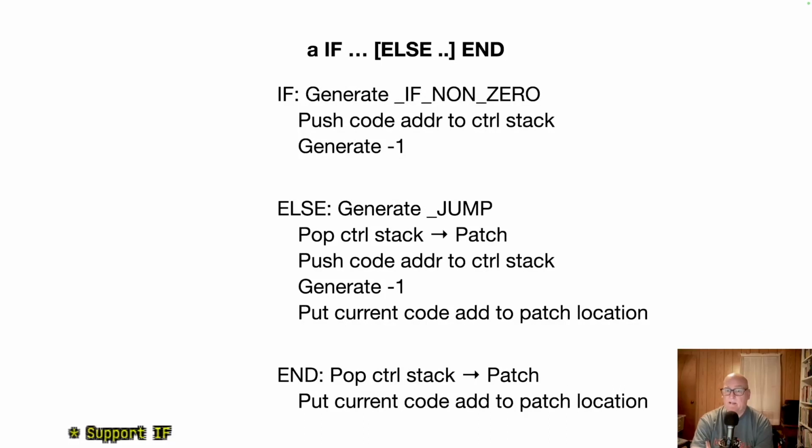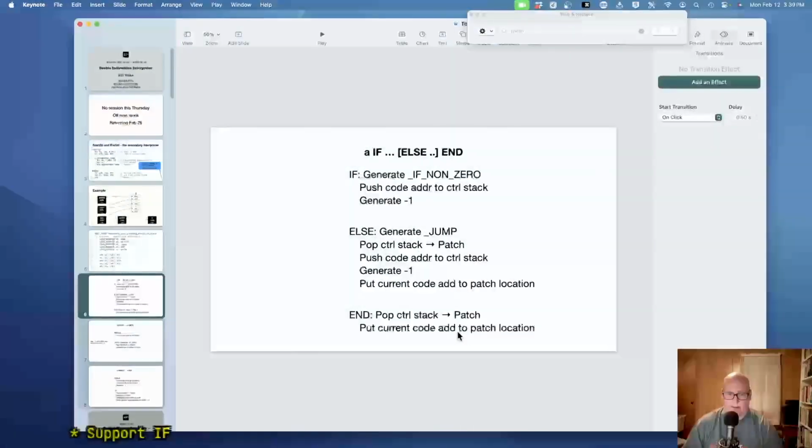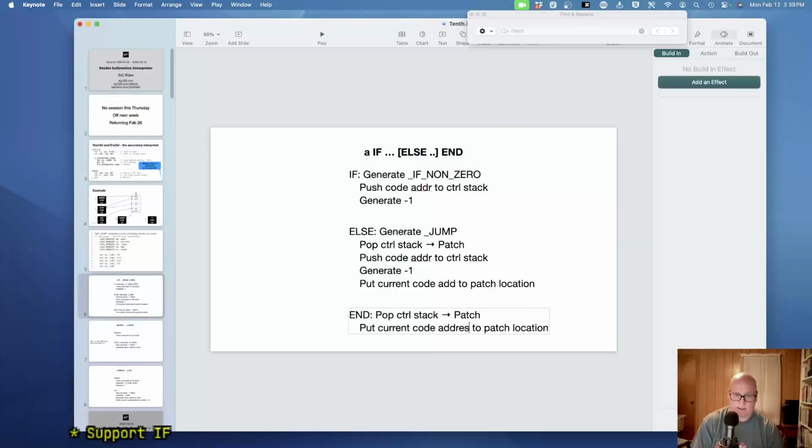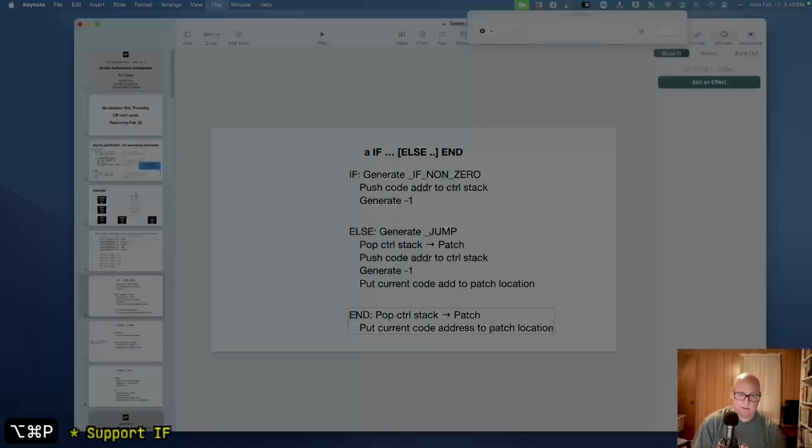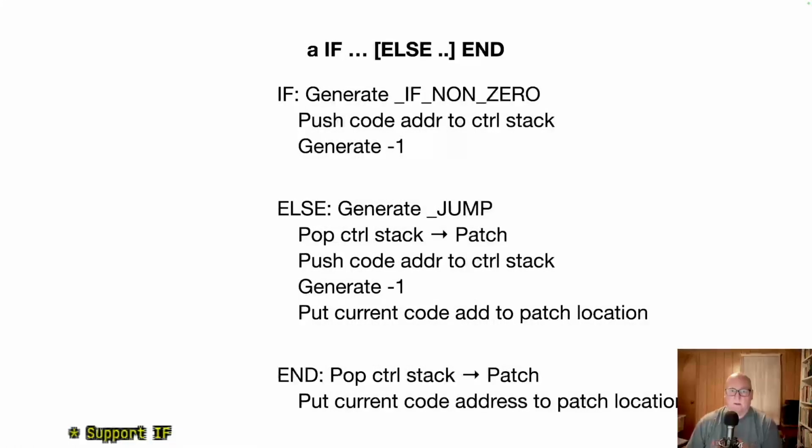And you're going to take the current address and add it to the patch location. I guess I can say that better as address to patch location. Okay, so we push, let's say cell 7 contains the if non-zero. We'll have the if non-zero there. We pushed 8 to the control stack and put a -1 in slot 8.